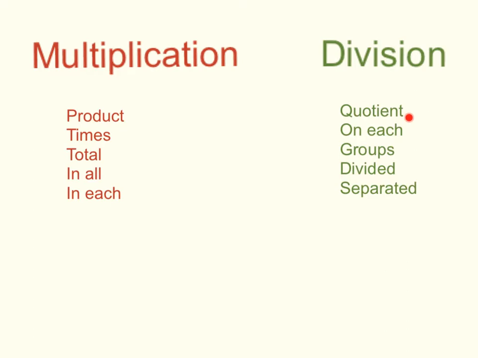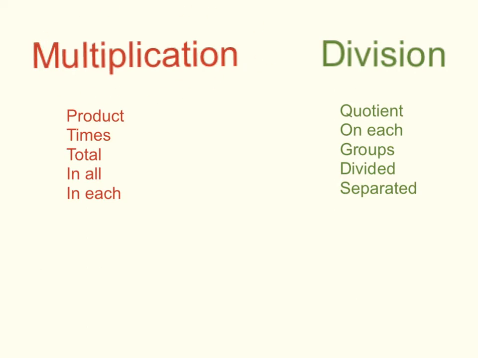For division, quotient, which is a new word for you, just means the answer to a division problem. Obviously divided down here is going to mean division as well. On each, like I said over here with multiplication, each can mean multiplication or division, so you have to really analyze what the word problem is asking you. If it talks about putting stuff into groups, that's going to be division, or if it's talking about separating things out, that's going to be division. Basically, division is when they give you a total and you're breaking it up, while multiplication is when they give you parts and you want to get the total.